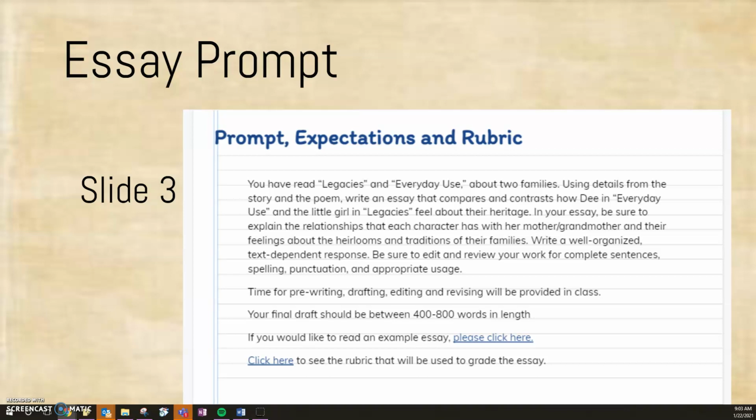Write a well-organized, text-dependent response. Be sure to edit and review your work for complete sentences, spelling, punctuation, and appropriate usage. Time for pre-writing, drafting, editing, and revising will be provided in class. Your final draft should be between 400 and 800 words in length.